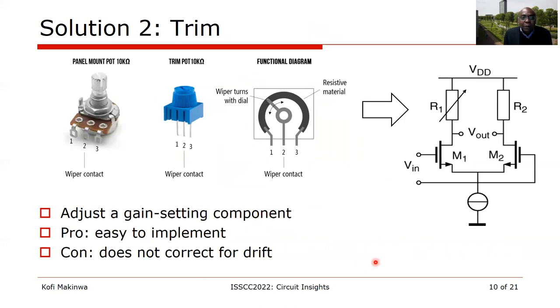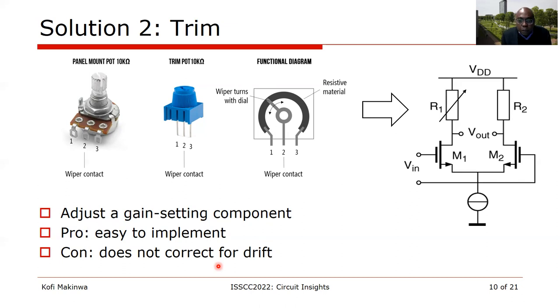Another solution, if you want to get even better accuracy, is we can trim. In the discrete component world, you would use a potentiometer, and this is what they typically look like, and you'd use it to adjust a gain setting component. This is a very simple differential amplifier, and you can imagine that by tuning the value of R1, you could slightly tune the gain of this amplifier. The pro is that it's easy to implement, because you just take the amplifier that you already had, and you make one of its components tunable. The con is that it doesn't correct for your drift, because drift can be caused by temperature. As the temperature changes, the properties of the transistors and resistors in your amplifier will change, and as a result, the gain of the amplifier will change. So what can we do about that?